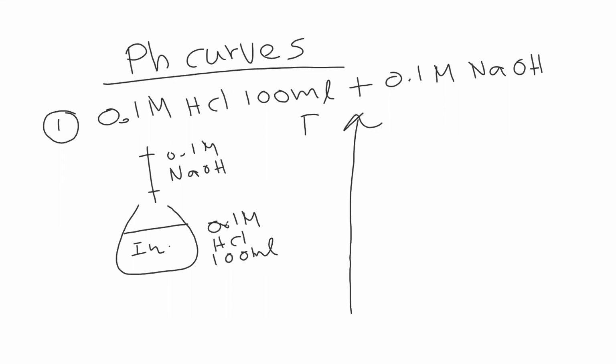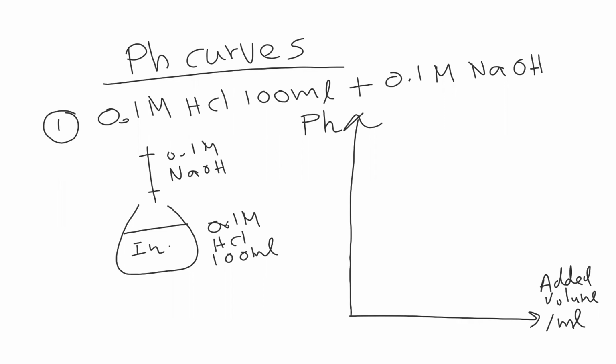So when we draw a pH curve, the y-axis is pH, the x-axis is added volume. So here the added volume is base, strong base. Here we add strong base. Sodium hydroxide is added to the solution. That is what we are doing.